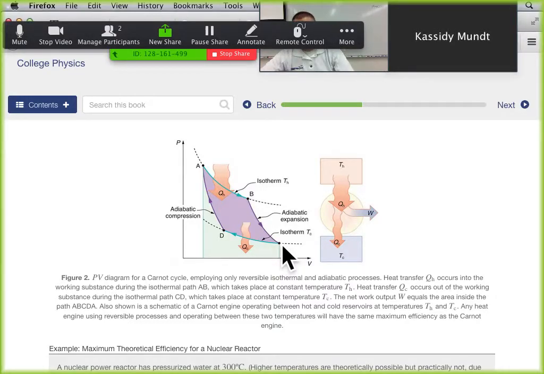And then you have a compression, an isothermal compression and an adiabatic compression. And this is the Carnot cycle. This is the ideal engine. It can't get any more efficient than this, and that is absolutely proven.